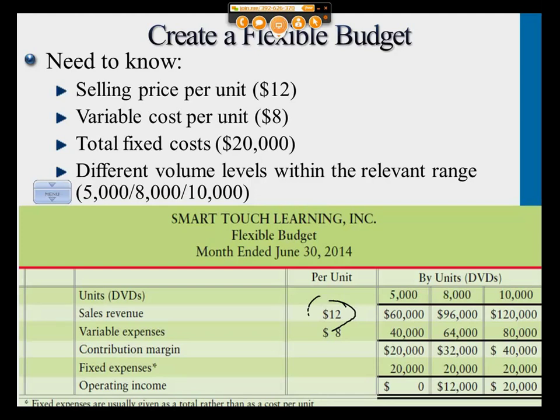All right. So what I want you to see is the components of the flexible budget. Okay, and the fact that the flexible budget will have different columns for a number of units, right, that we're working with. So for $12 of sales revenue, we multiply it by 5,000, we get 60,000. By 8,000, we get 96,000, and by 10,000, we get 120,000.